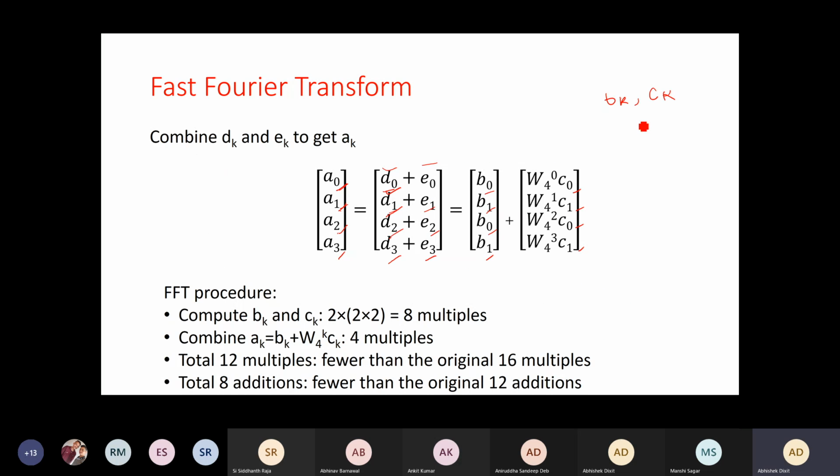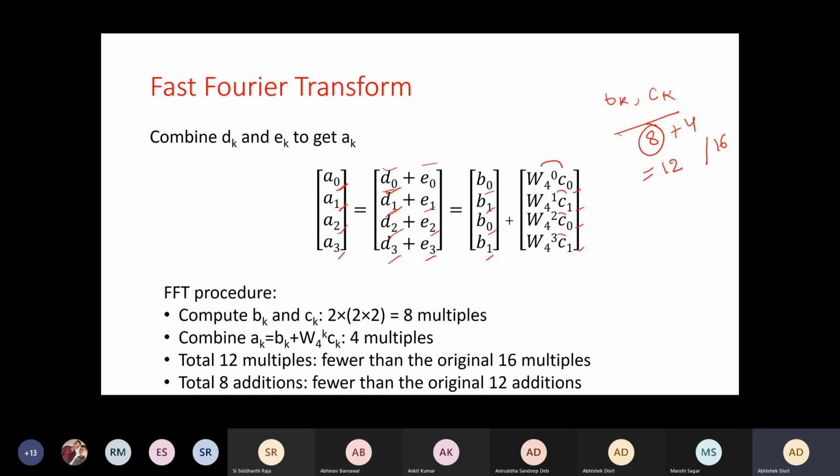Let us write it. Total number of multiplications in computing B case and C case is 8. Now you also have multiplications here. This is also a multiplication. So 4 multiplications. So if you calculate A case using this strategy, the total number of multiplications is 12. Earlier it was 16. Okay, so we saved some multiplications. It doesn't seem like a very good saving at this stage, but it is some saving, you will agree.